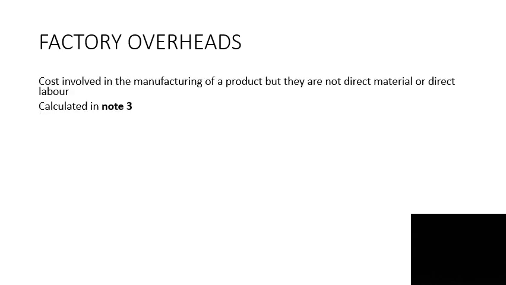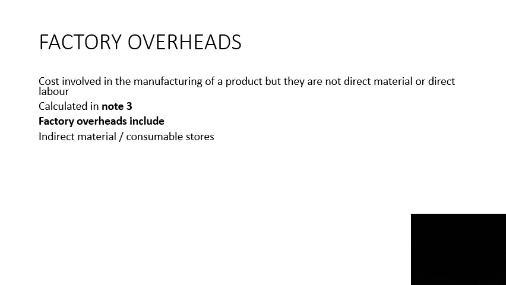Factory overheads. These are costs which are involved in manufacturing of a product, but they are not direct. We have explained this. The note starts with indirect material. Indirect material is also known as consumable stores. You are going to notice that some question papers will refer to it as consumable stores, others indirect material. It is referring to the same thing.